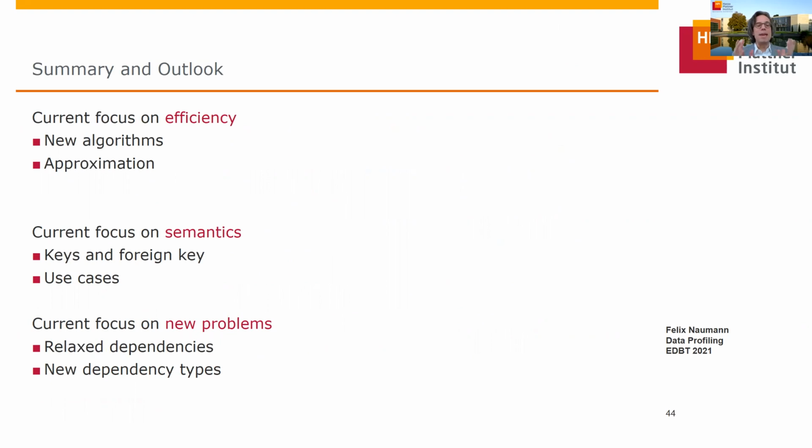There are three big areas in my view. Currently, we're looking at efficiency. Can we make things even faster, more scalable? Semantics. Can we extract keys and foreign keys? What are good use cases for data profiling results? And we're, of course, looking at new kinds of problems like relaxed dependencies or new dependency types like multi-value dependencies, order dependencies, etc.